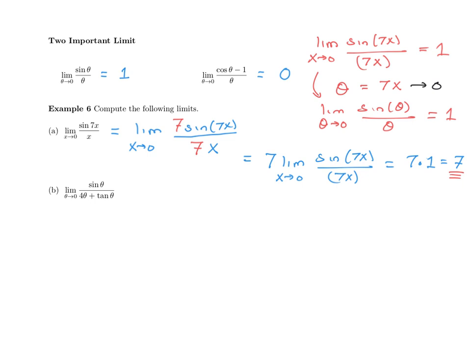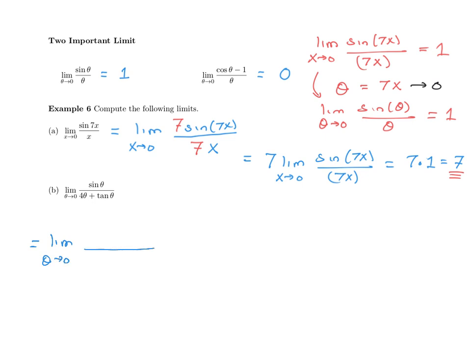Let's try this in a much more complicated example, like this one here. What is the limit as theta goes to 0 of sine of theta divided by 4 theta plus tangent of theta? How can I use this to figure out this limit? Well, the denominator is a lot more complicated than just theta.